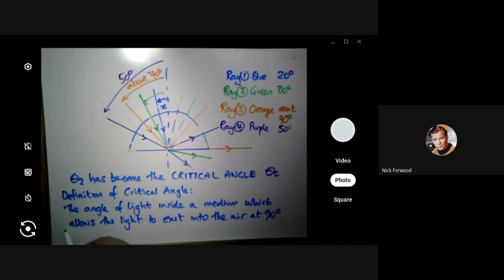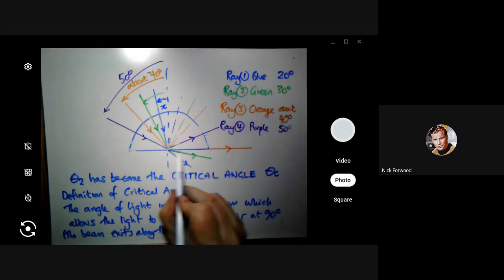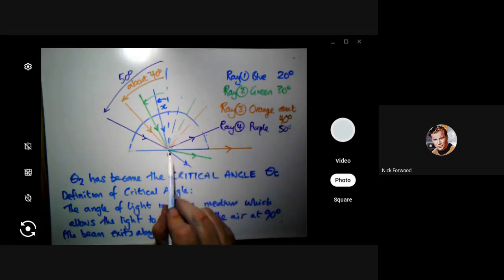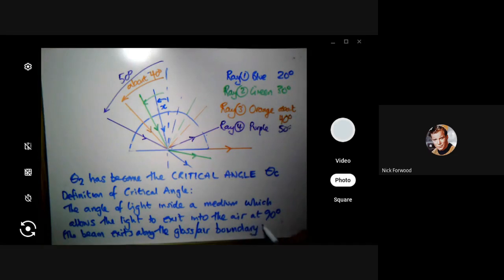And the beam exits along, this is called the glass, that's glass in there, this is air, this is called the glass air boundary. The beam exits along the glass stroke air boundary. And that's the definition of what the critical angle is.